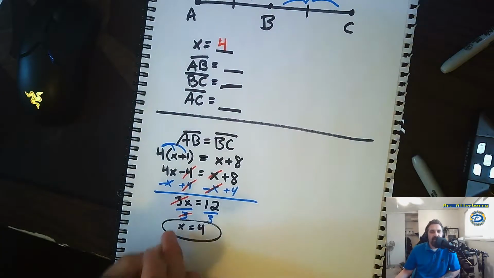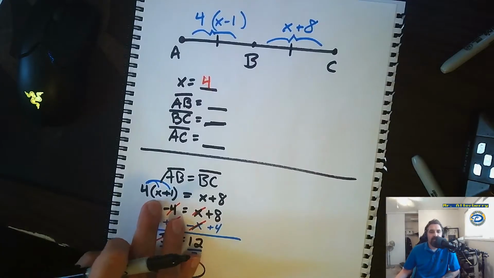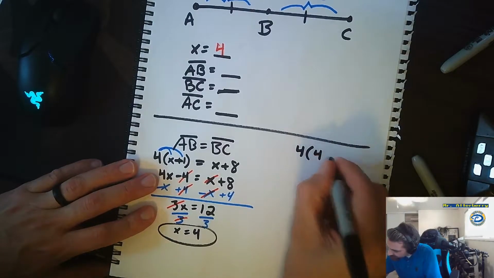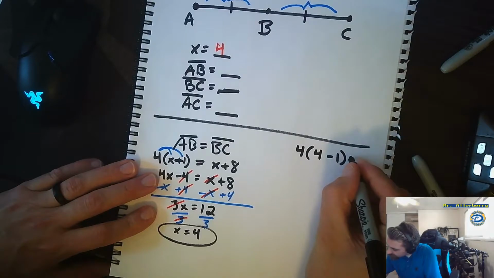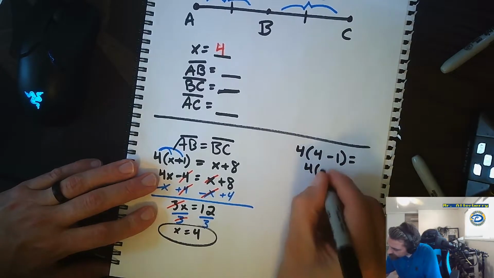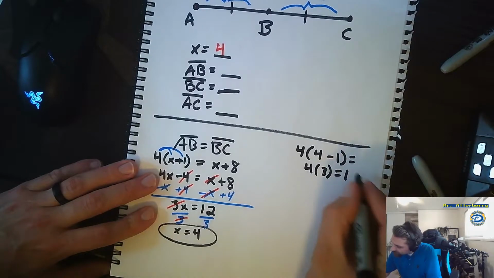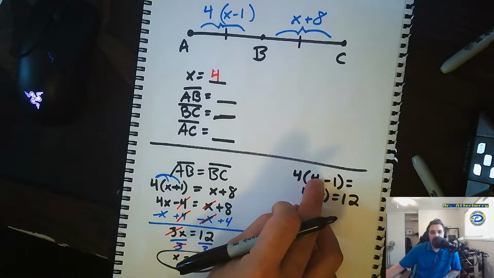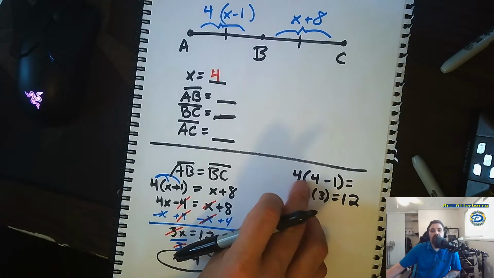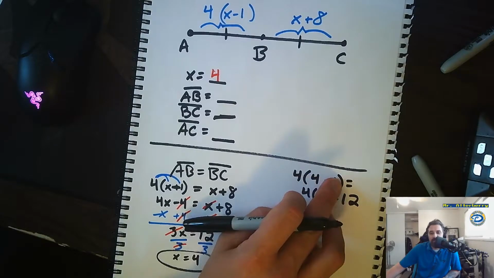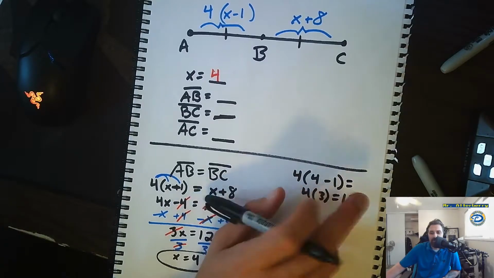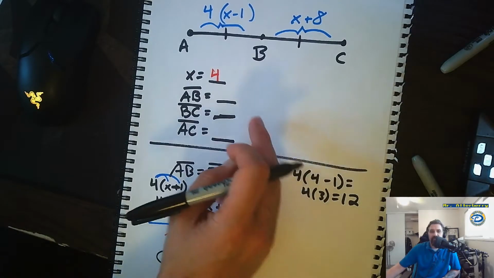All right, and now I'm going to take that 4 and plug it into AB. AB, once again, was 4 parentheses x minus 1. So when I plug in 4 for x on this left side, I get 4 parentheses, 4 minus 1. I'm going to do the parentheses first using PEMDAS. 4 minus 1 equals 3. And now I have 4 times 3, which simply equals 12. So that means AB equals 12.